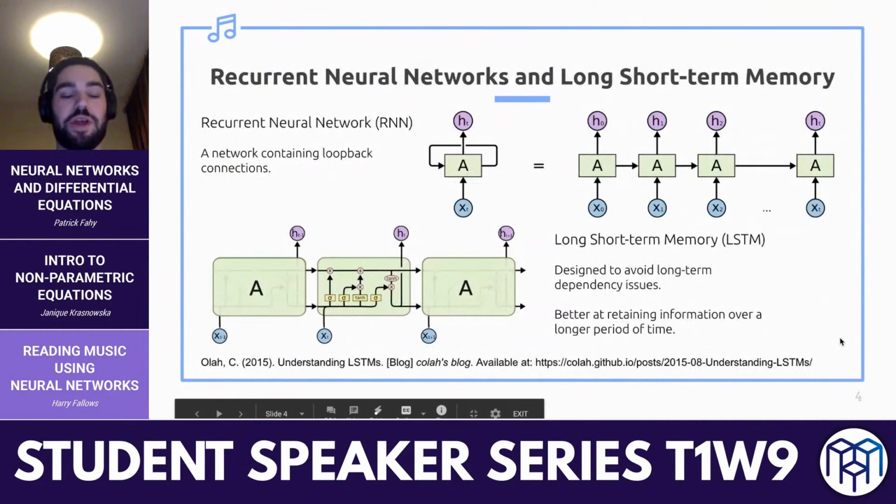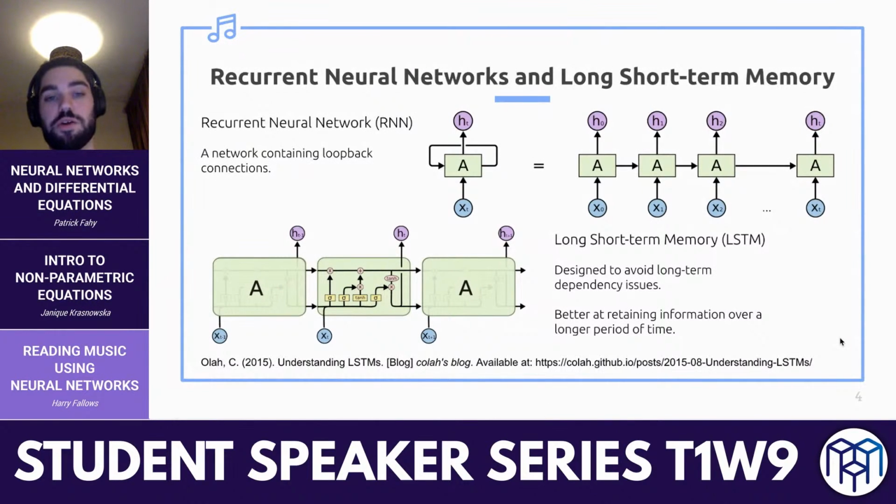So the specific type of neural network that I utilize in my project is called a recurrent neural network. Recurrent neural networks are a specific type of neural network that contain these loopback connections. In a traditional neural network, it just propagates forwards. That means the input layer is connected to the layer that follows it, and then that connects to the next one until it gets to the output layer. But a recurrent neural network contains these connections that go backwards.